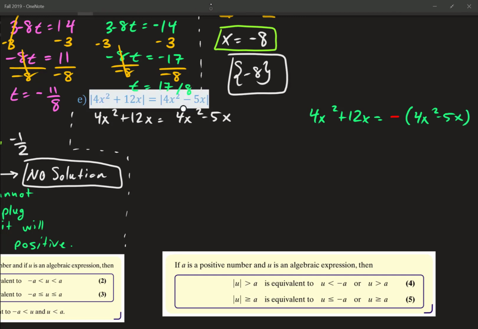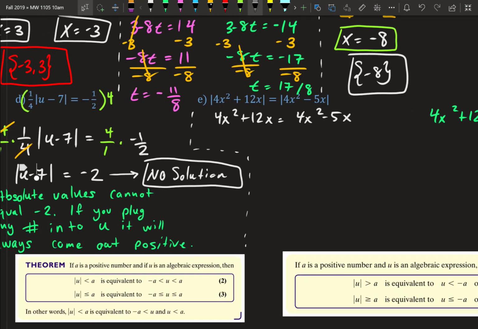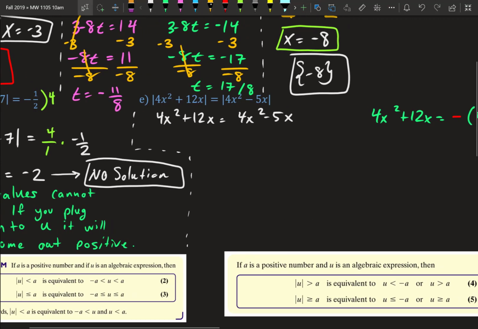Alright, let's go ahead and solve each side. So for the white one, we're going to subtract 4x squared from both sides. And thankfully, they cancel each other out. So we're left with 12x equals negative 5x. You might see that this equals 0, and it does. But let's add 5x to both sides.